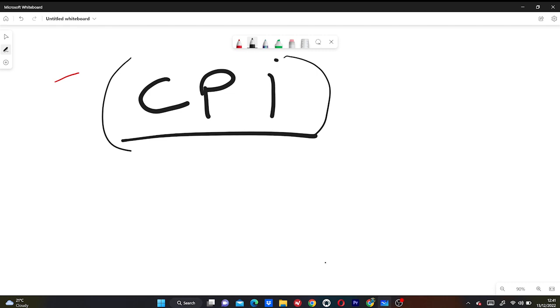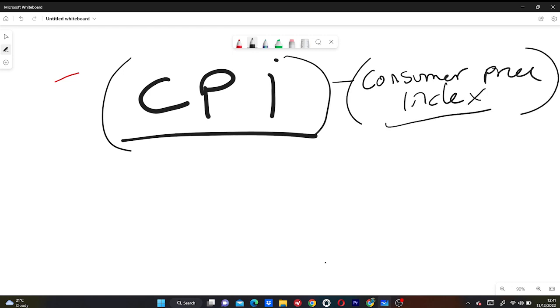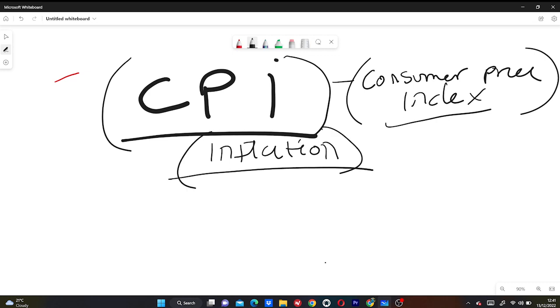The word CPI represents the name consumer price index. This is a consumer price index. For those of you who don't know, it's also known as inflation. So this is the inflation measure. That is what we call the CPI.